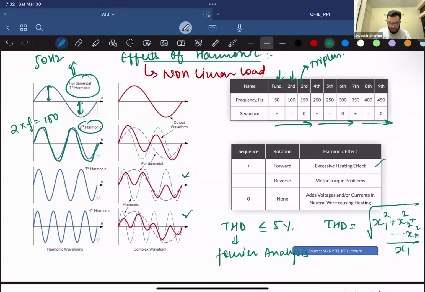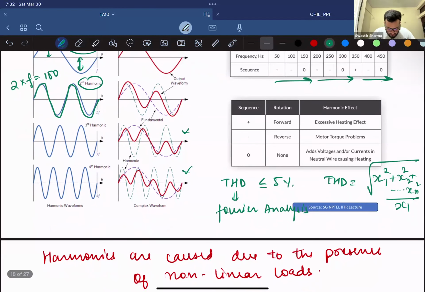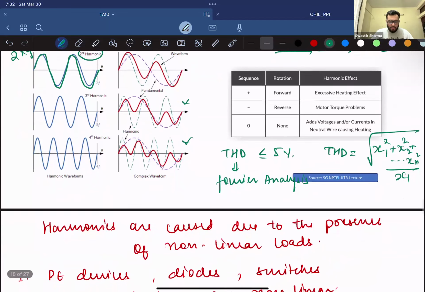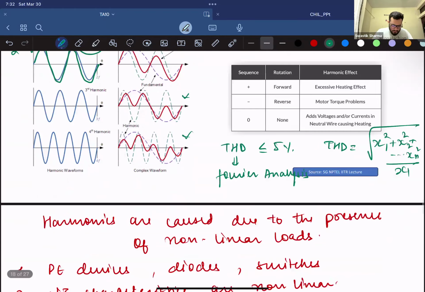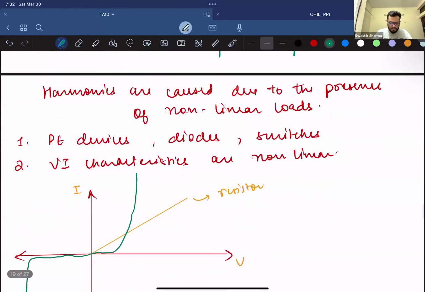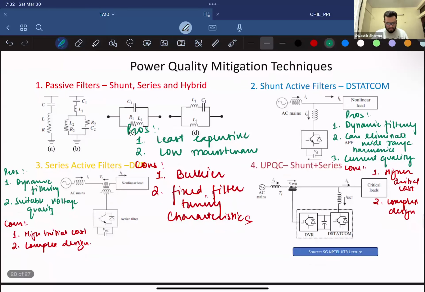The positive has an excessive heating effect, the negative causes motor torque problems, and the zero sequence harmonics cause the addition of voltage or current in the neutral to ground phase. So what we want, for a healthy system, is THD less than or equal to 5%. THD you can find out using Fourier analysis, where you convert your time dependent equations to frequency dependent equations, and then you can check the magnitude at each frequency. So we talked about what nonlinear loads are, and some of the mitigation equipment available at our discretion, and the pros and cons of each.